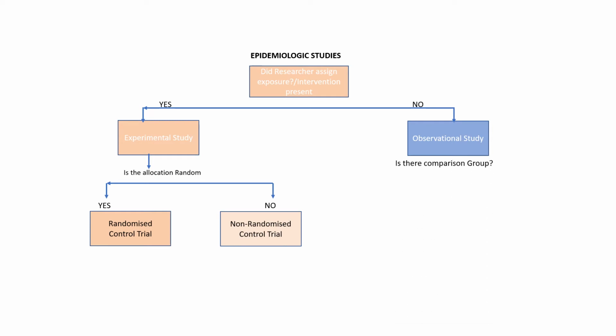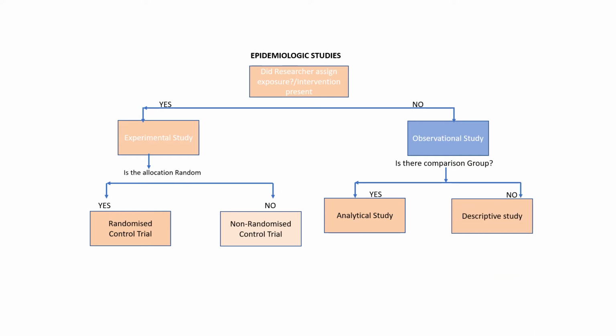Now coming back to the observational study, the next question that we need to ask is: is there any comparison group? If there is a comparison group, it is termed an analytical study. If there is no comparison group, then it is called a descriptive study. The descriptive study is mostly focused on generating the hypothesis, and the analytical study is about testing that hypothesis that was generated by the descriptive study.